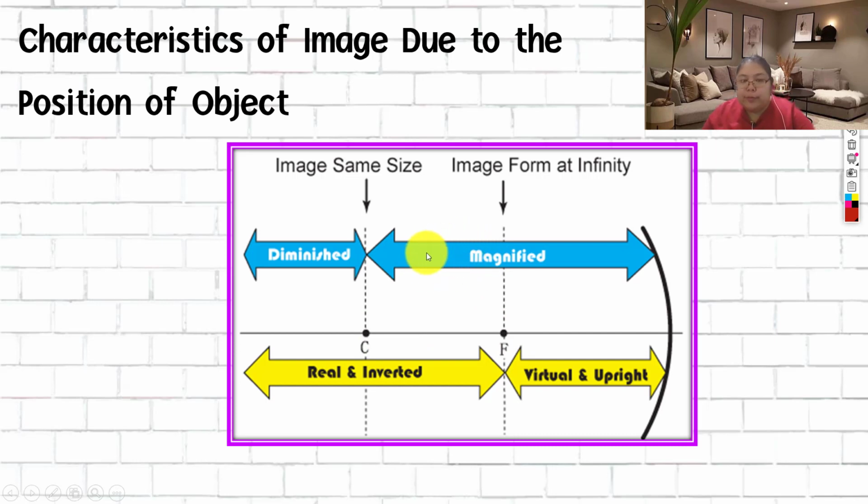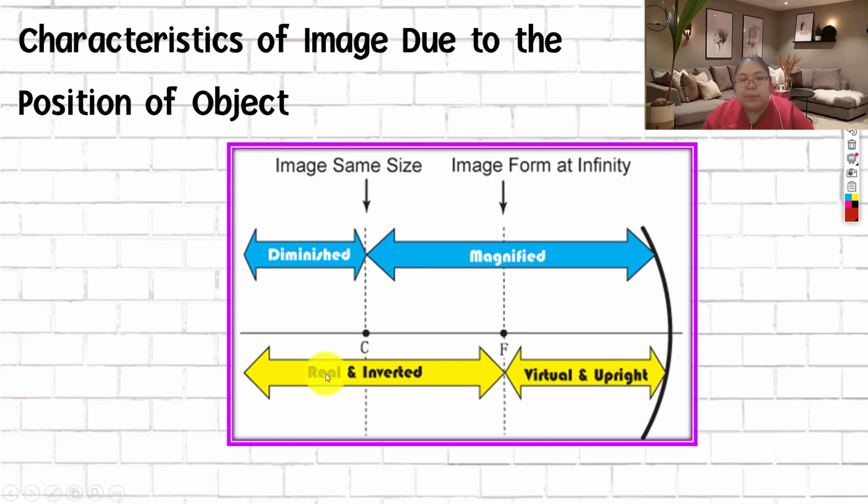Now I move my object exactly at the C. Exactly at the C, the image is real and inverted also, but it is the same size. Just now I forgot to tell you, if the object is exactly at the F, the image is formed at infinity. So these 2 points are special, special for the characteristic.